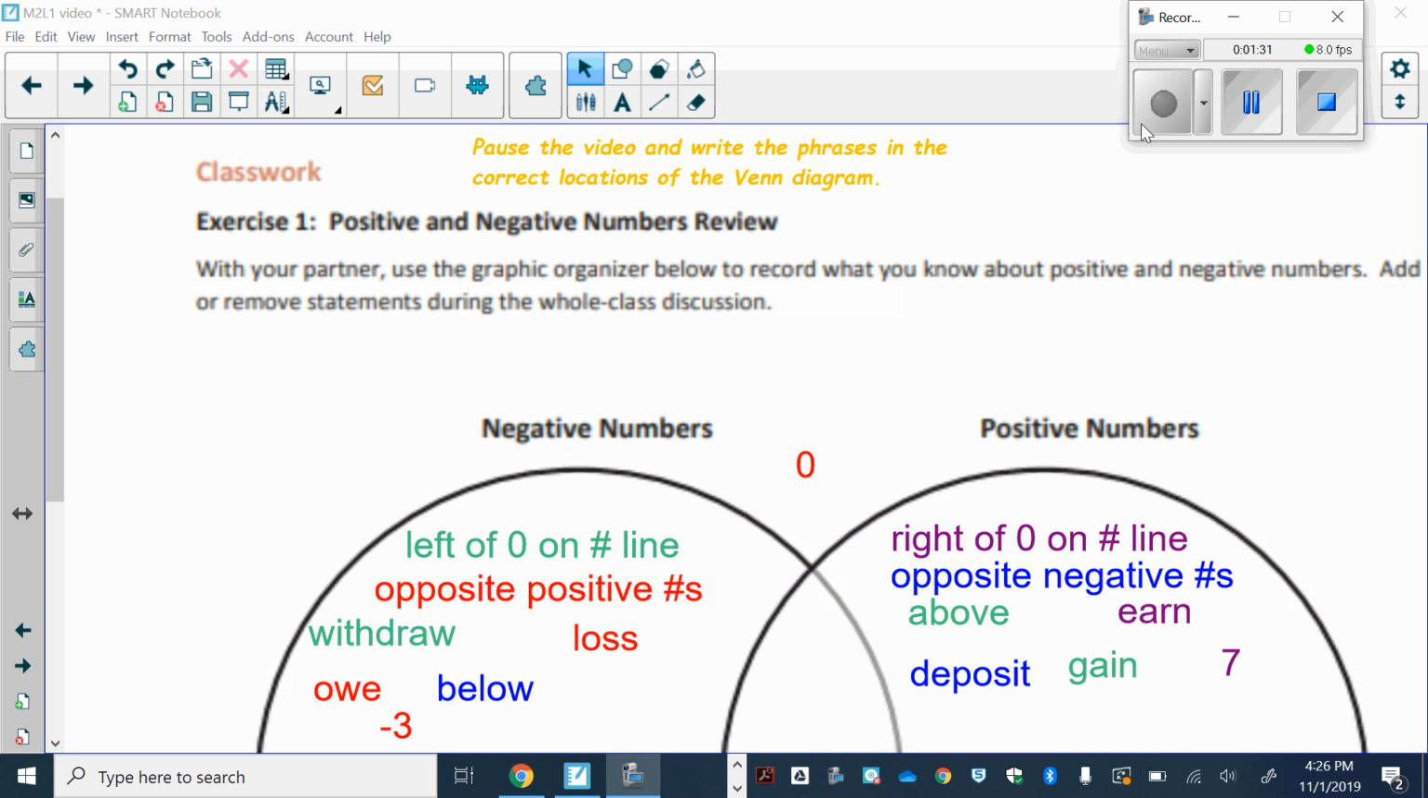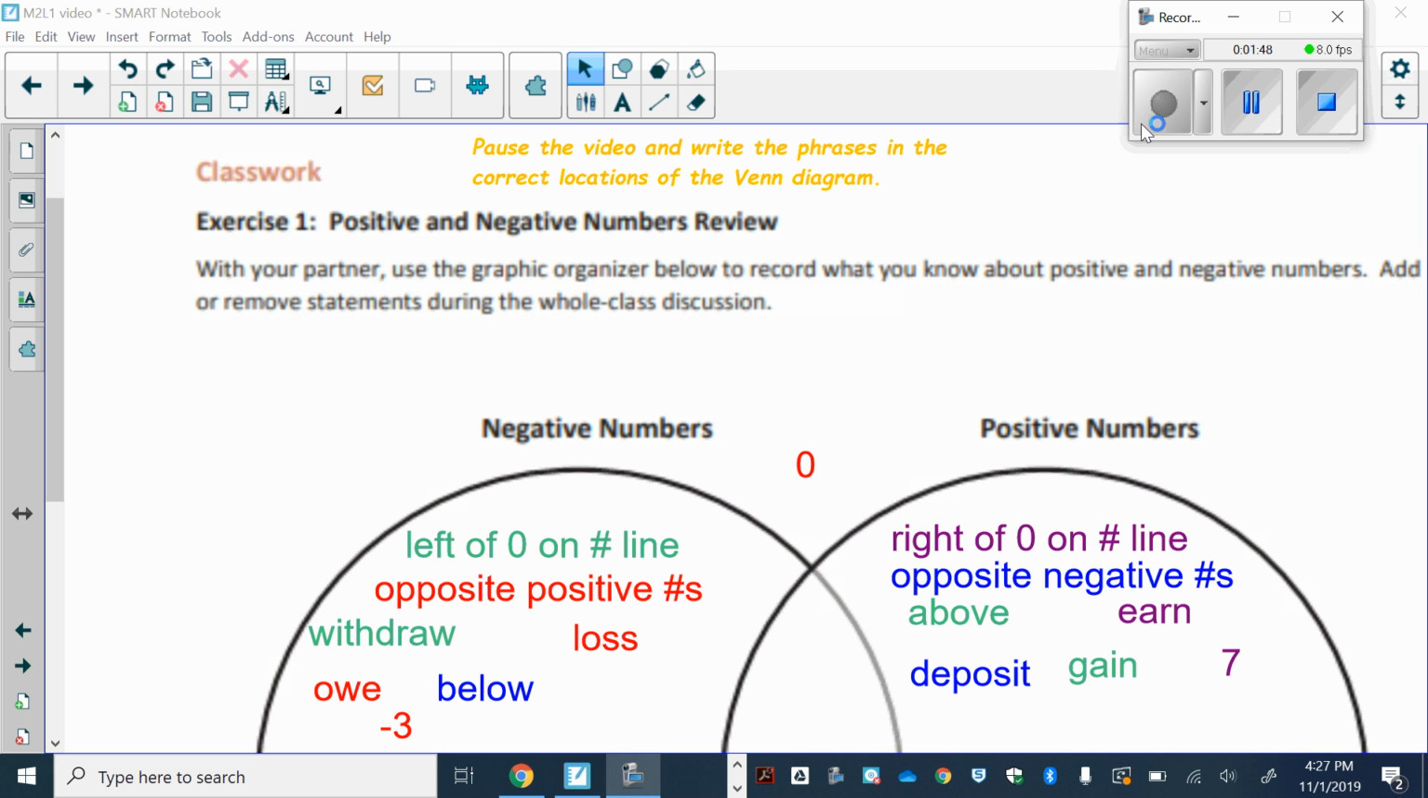How did you do? Left of 0 on the number line, opposite positive numbers, withdraw, loss, below, and -3. All are represented by negative numbers. Positive numbers are right of 0 on the number line. They're opposite the negative numbers.